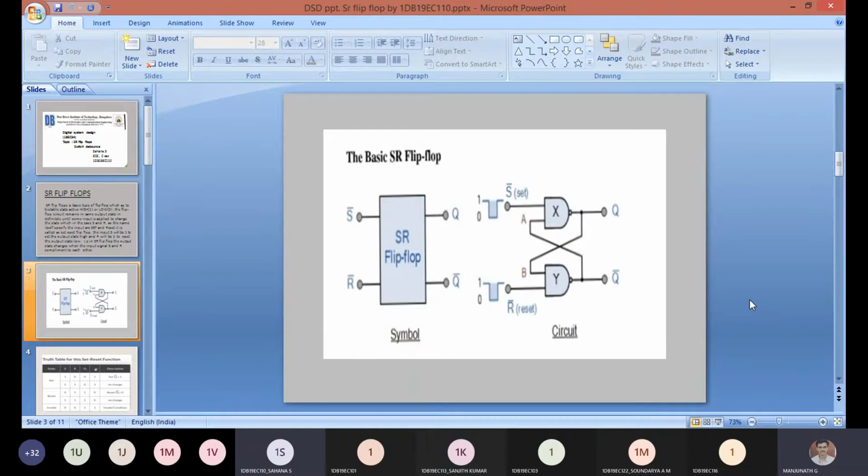Okay, proceed. This is the basic SR flip-flop. It's a symbol and the circuit. The circuit is constructed using two NAND gates, and S is set and R is reset.